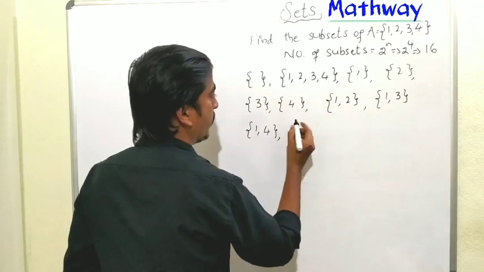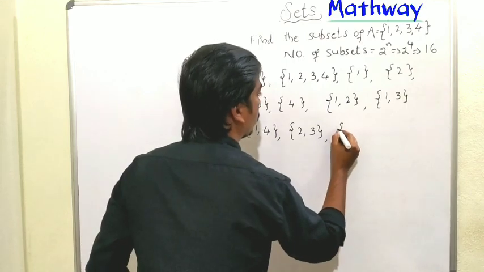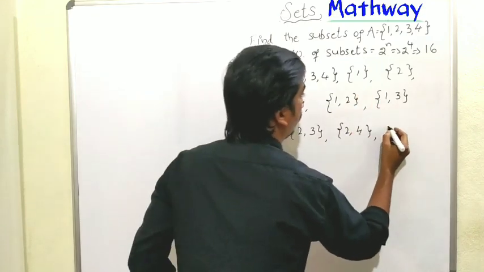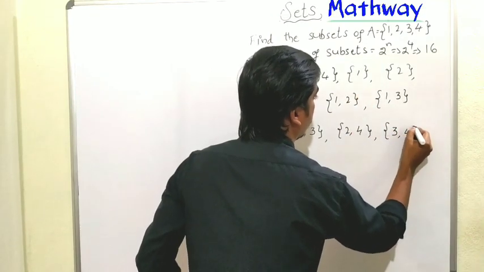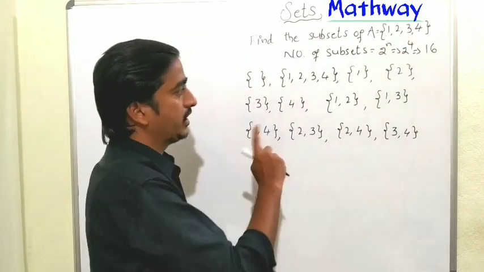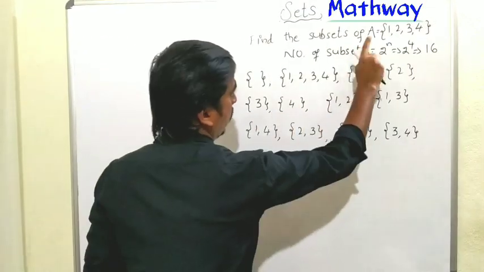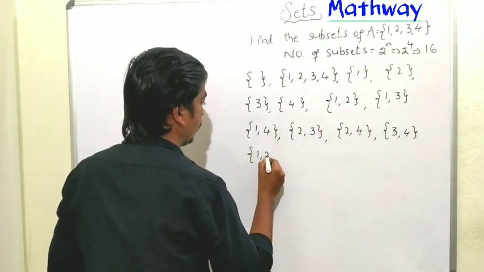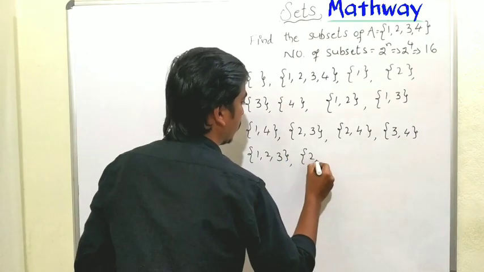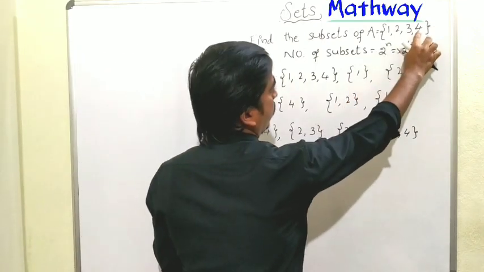Next with 2: 2, 3, and 2, 4. With the 2 also finished. Now take 3, 4. So here, can we take 3, 1 as a subset? No. Why? Because 3, 1 and 1, 3 both are the same. Next, take the combinations of 3 elements: 1, 2, 3. Next 2, 3, 4. So in 1, 2, 3 and 2, 3, 4, the element 4 is missed in the first.